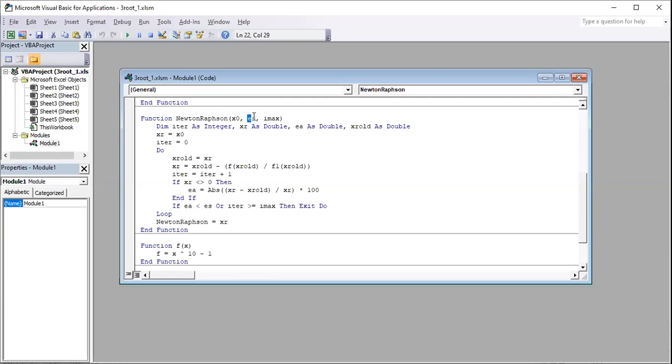So this one is going to be specified, or you're going to change it depending on the value you got. So this is the estimated error. If the current error is less than this estimate that you put here, then you just stop. And this is the maximum number of iterations you want to go.